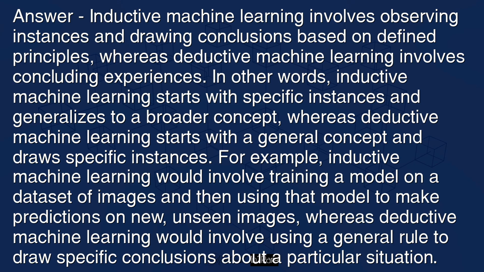For example, inductive machine learning would involve training a model on a data set of images and then using that model to make predictions on new, unseen images, whereas deductive machine learning would involve using a general rule to draw specific conclusions about a particular situation.